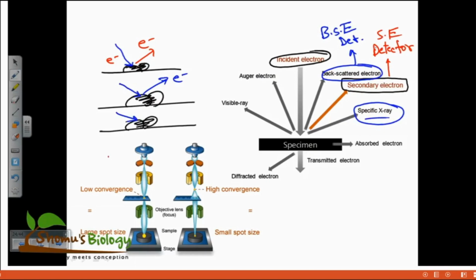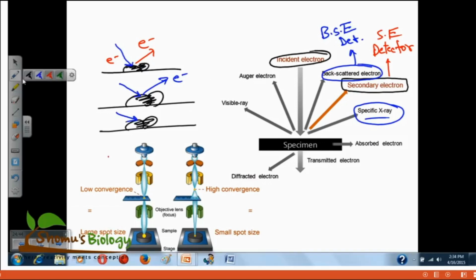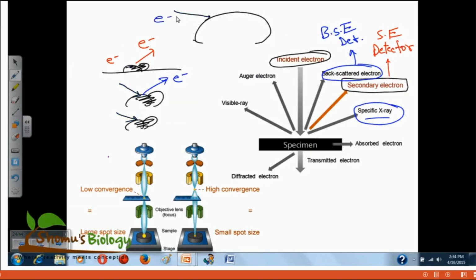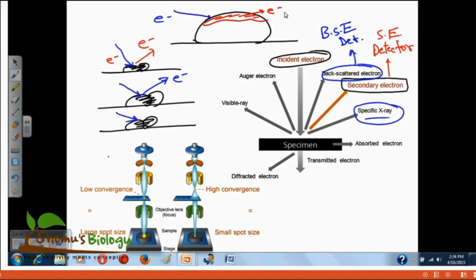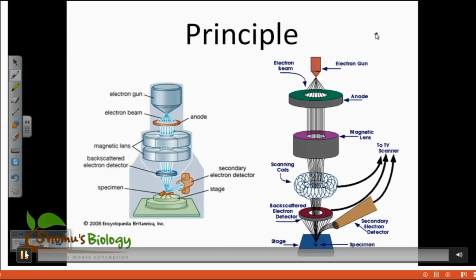But the thing here is about the backscattered electron and the secondary electron. If I draw it again, say this is the specimen and this is the electron that is coming in. The electrons that are released very fast from the surface area generally are the secondary electrons, because the surface area is very vulnerable to absorb the electron. Okay, this much is enough. We understand the different types. So we can go back to our slide.